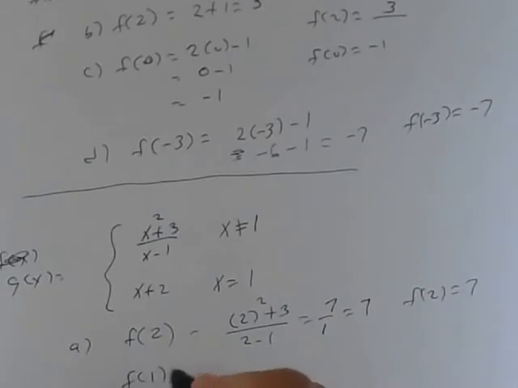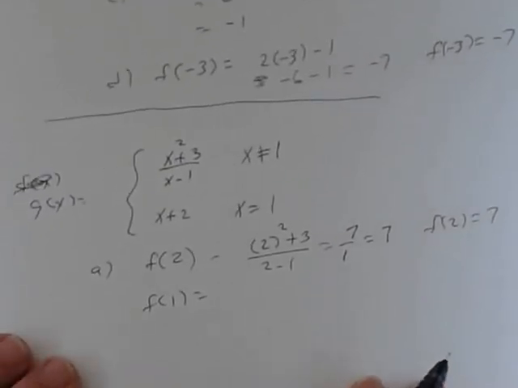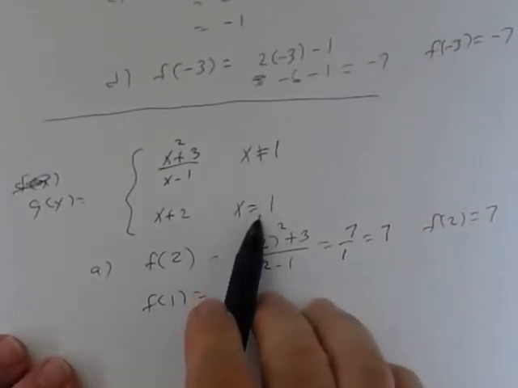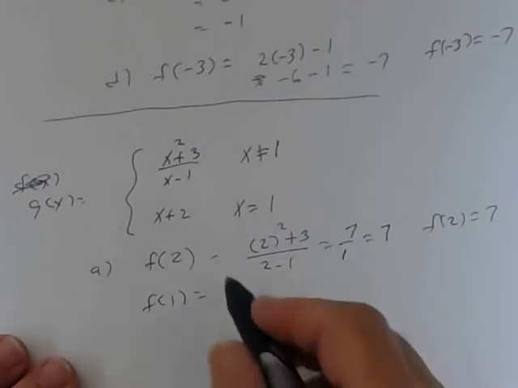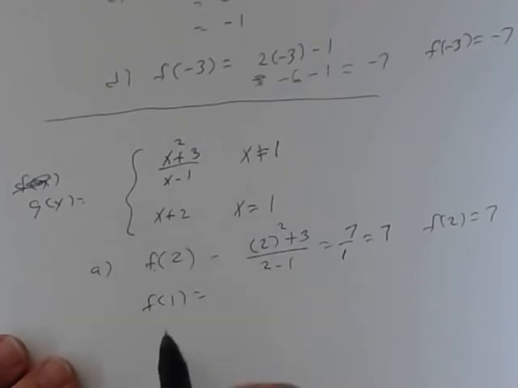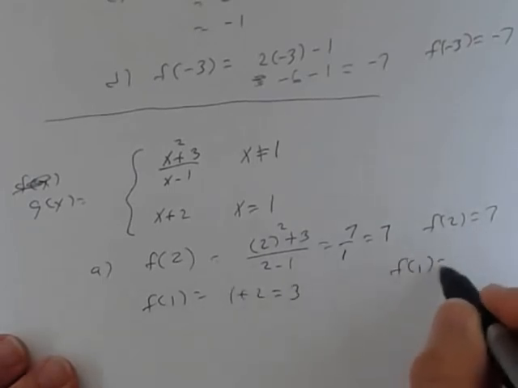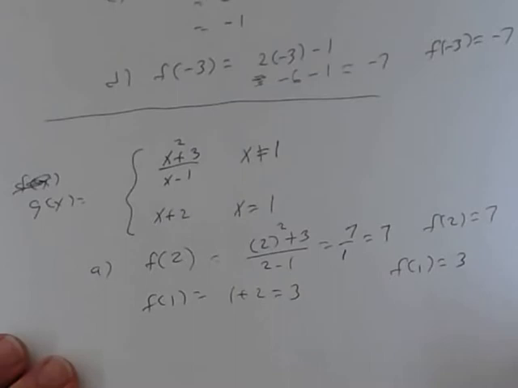F of 1. This says x equals 1, so which function must I use? The second one, because that's the one that says x equals 1. So I'm going to get x plus 2, what's x? Well, what's x though? 1. So 1 plus 2 is 3. So f of 1 is 3. Okay?